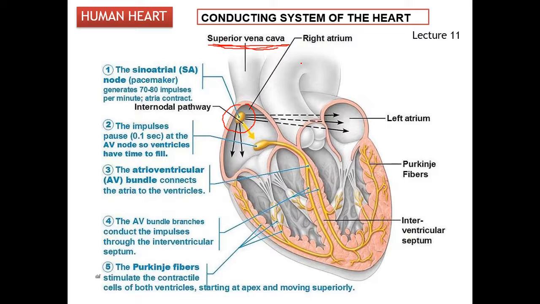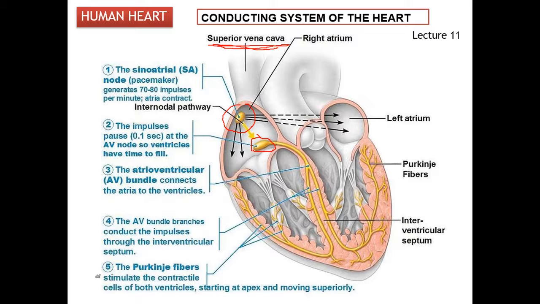Another mass of nodal tissue, the modified muscular fibers, also called conducting fibers, is also present here. This structure is known as the AV node, atrioventricular node, which is present at the base of the opening, at the junction where the atria open into the ventricles. So there are two nodal tissues. The first one is known as the SA node and the second one is known as the AV node.